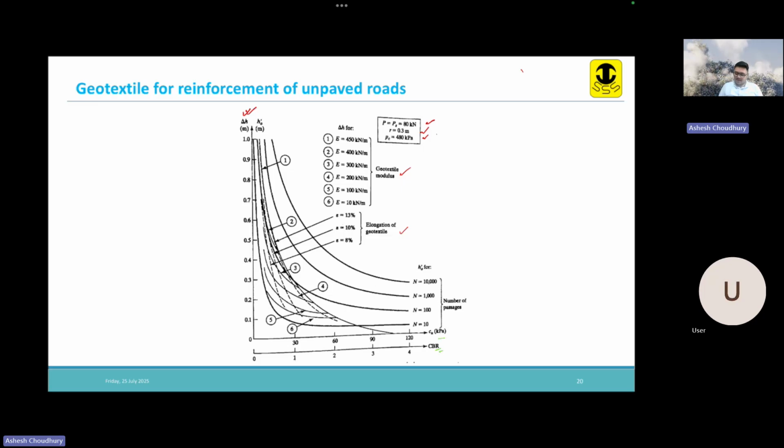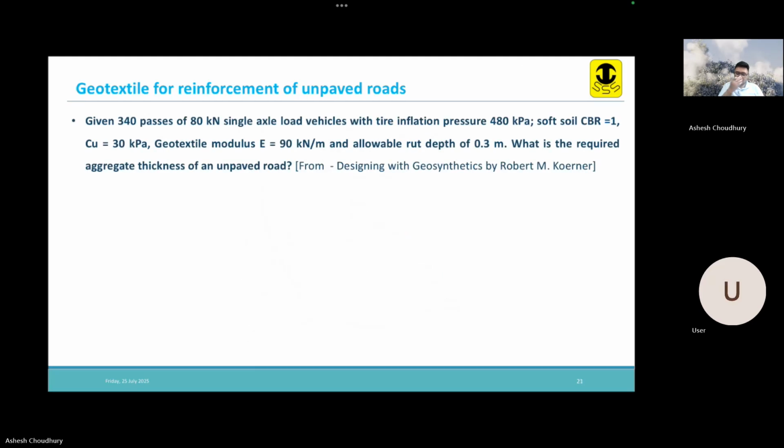Okay, so here n is the number of passes, elongation of geotextile, geotextile modulus, P is axle load, R is rutting depth. When you place the geotextile, there will be some deformation. So this depth is given as 0.3 meter, and so on and so forth. Okay, now let us see this one.